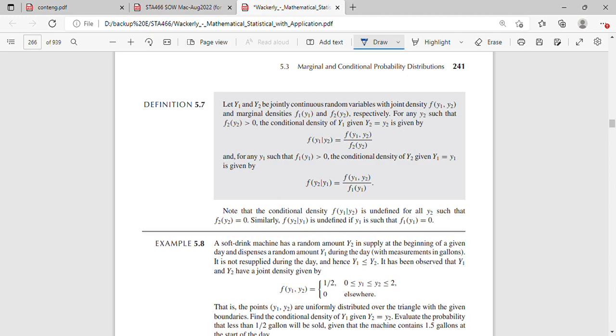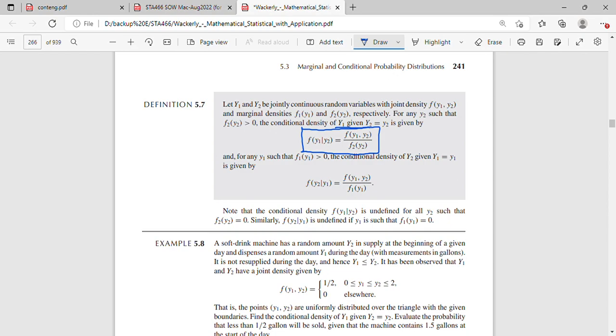Okay, let y1 and y2 be jointly continuous random variables with the joint density of f(y1, y2), and we have the marginal of y1, which is f1(y1), and marginal untuk y2, f2(y2), for any y2 such that f2(y2) is more than 0. So the conditional density of y1 given y2 will be like this. Notationnya, cara nak tulisnya f(y1 given y2).